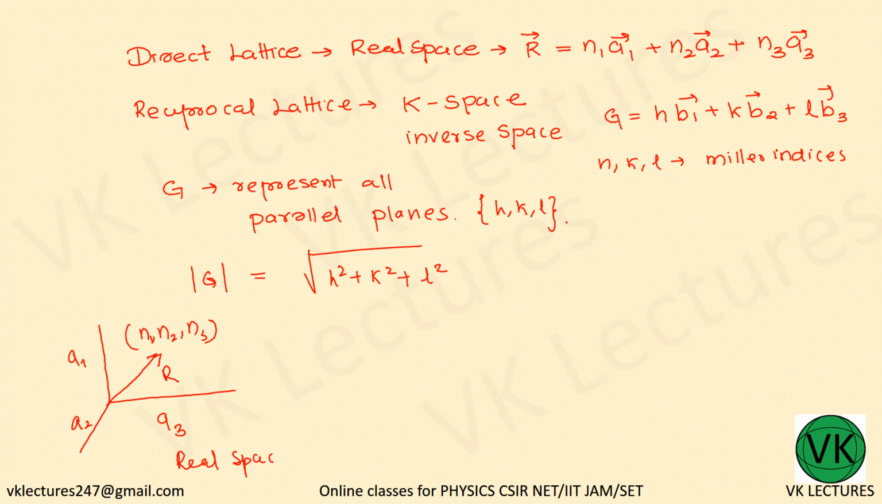And coming to the reciprocal space, or the k space or inverse space, here we have b1, b2 and b3. Any point represents h, k and L, and any vector G is given by G equal to h b1 plus k b2 plus L times b3.